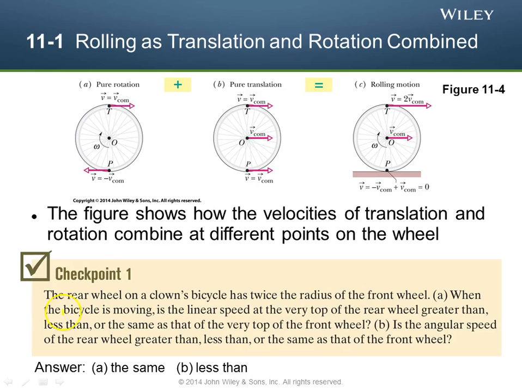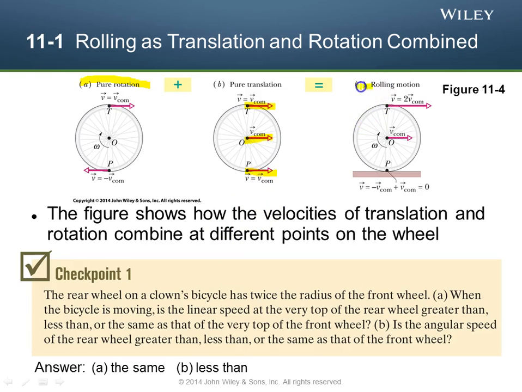Now, if we have pure rotational motion, as in picture A here, that means that at the outer rim, the tangential velocity is equal to the angular velocity times the radius. If we have pure translational motion, then they're all moving in the same direction, and they're all moving with the same velocity. So the velocity of the center of mass is the same as the tangential velocity.